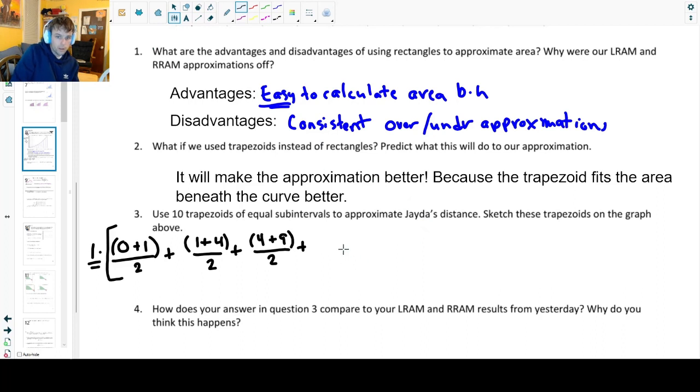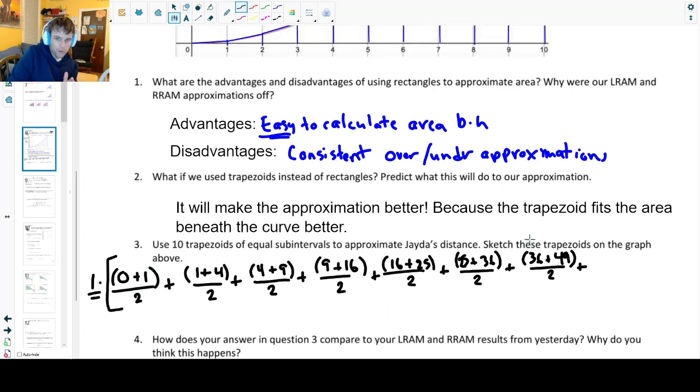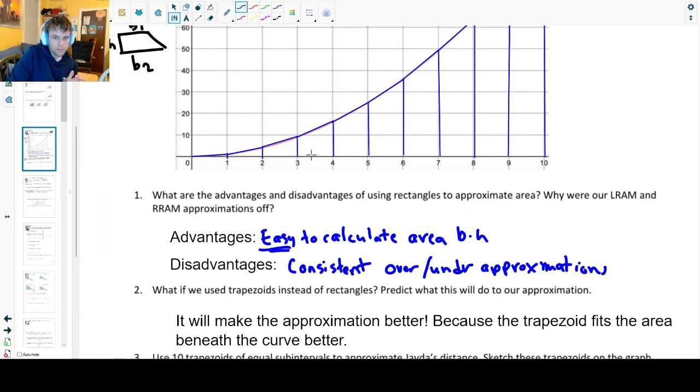We'll do it this way. So plus 4 squared plus 5 squared divided by 2, plus 5 squared plus 6 squared divided by 2, plus 6 squared plus 7 squared divided by 2, plus, and you can kind of get the idea here, right? This is our first trapezoid, second trapezoid, third, fourth, fifth, sixth, seventh one. So let's look at that seventh one here. So 1, 2, 3, 4, 5, 6, 7.